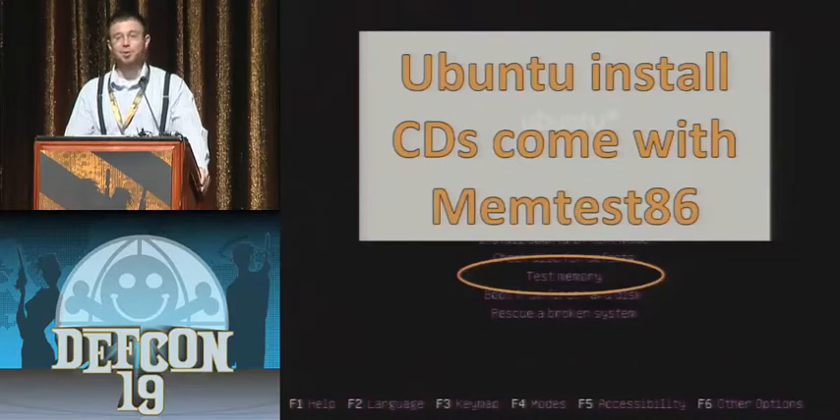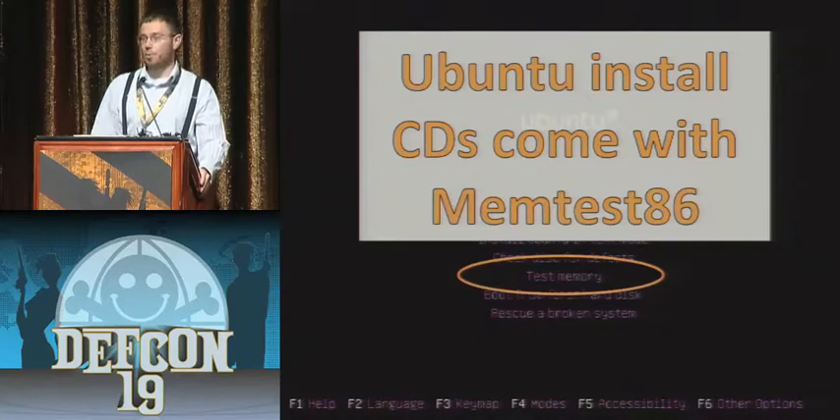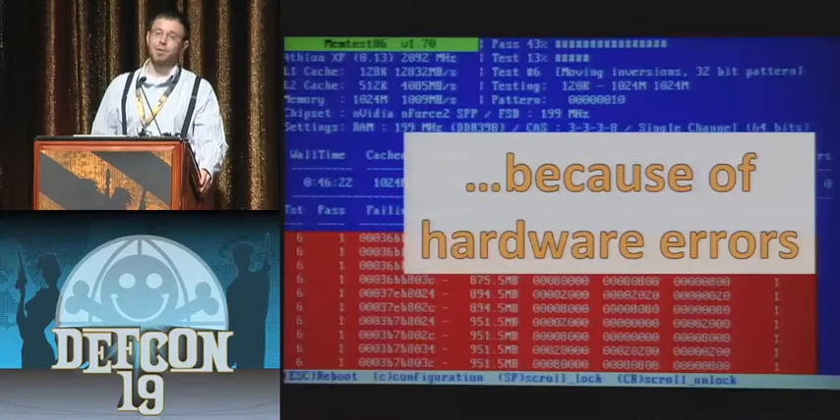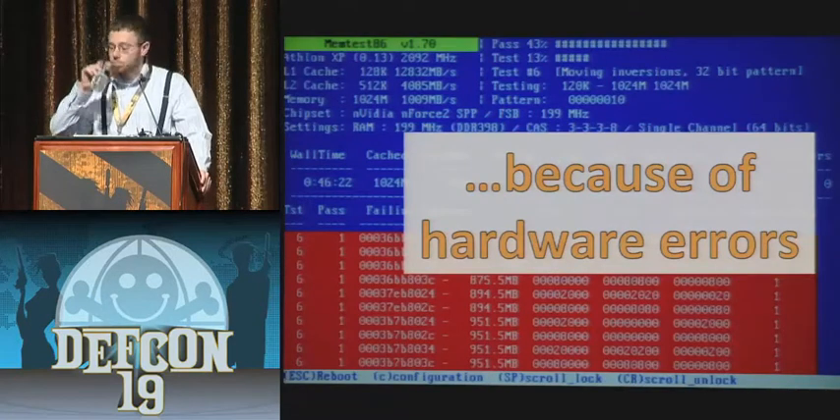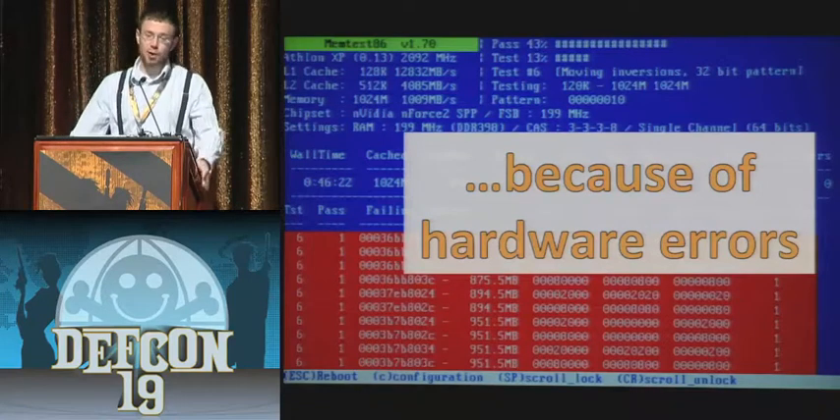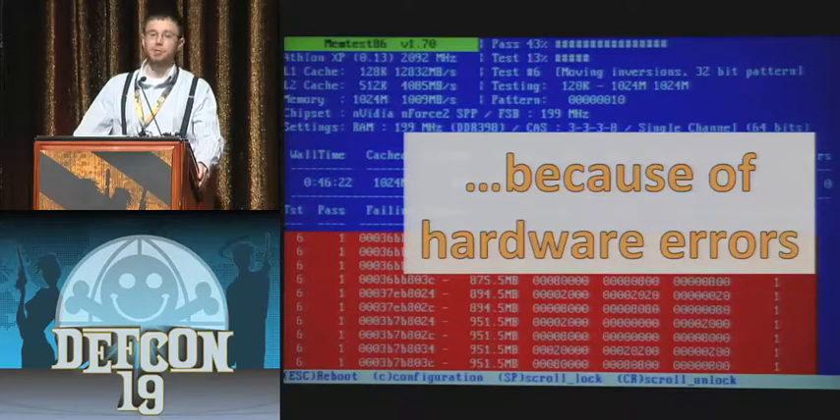This is an Ubuntu installation. It's a direct screenshot. One of the options is test memory. Why would you ever want to test memory? Because a lot of the time your test will fail. And the only people who would actually know that it would fail are the people who decided to run that test. Think about how many people are running with bad hardware components who don't even know it.